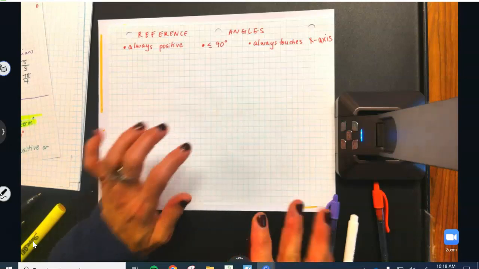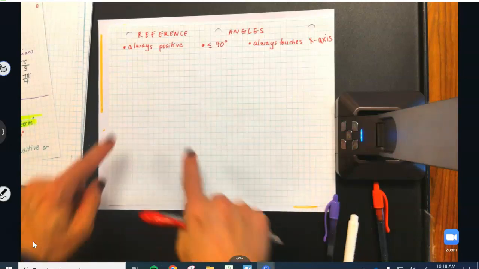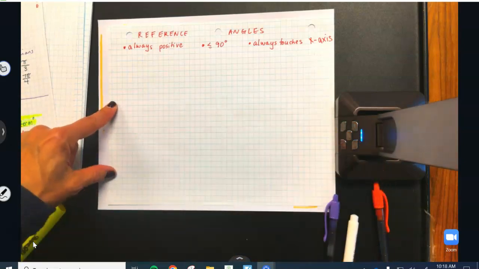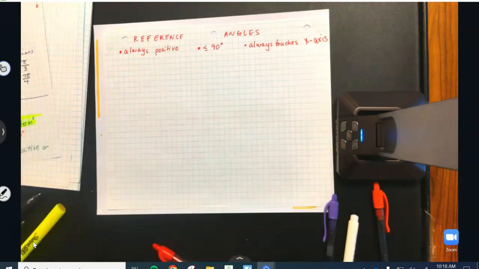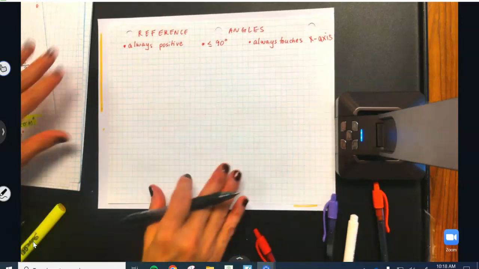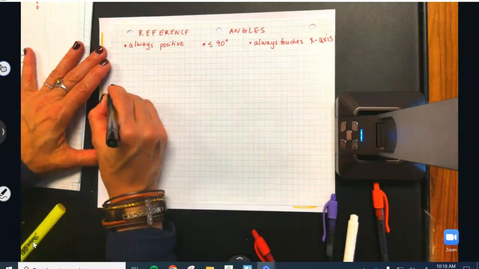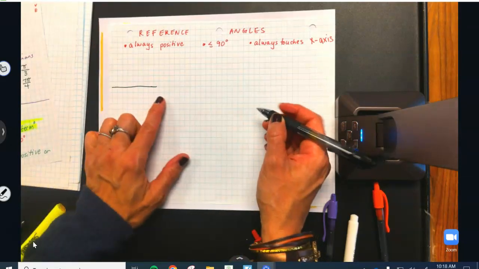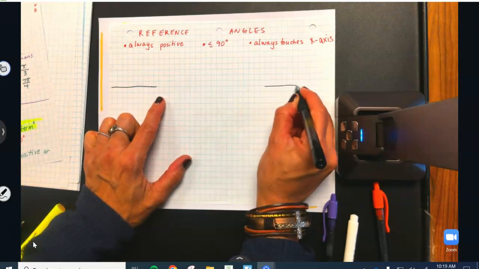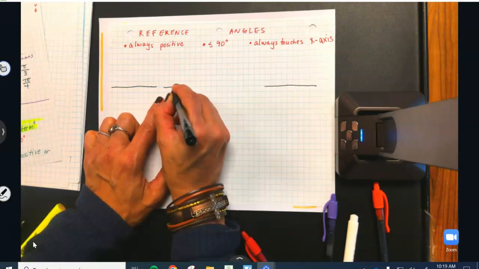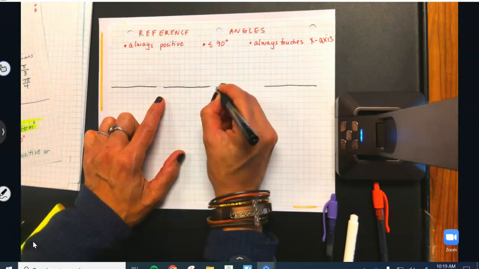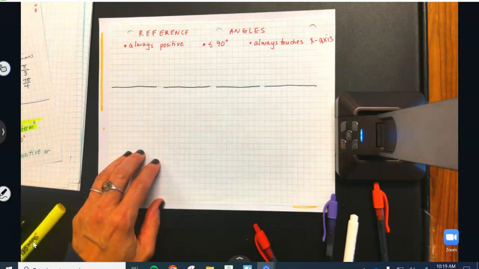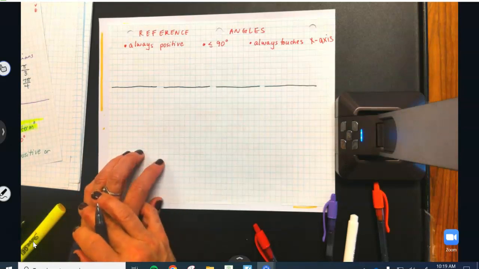So the reason why I asked you to do landscape is because we're going to draw 4 coordinate grids across the length, because we're going to examine angles in each of the 4 quadrants. So let's go ahead and draw 4 coordinate grids. I'm going to try to space my grids apart. I'm just going to draw 4 horizontal lines, and then I'm going to go back and draw my y-axis.